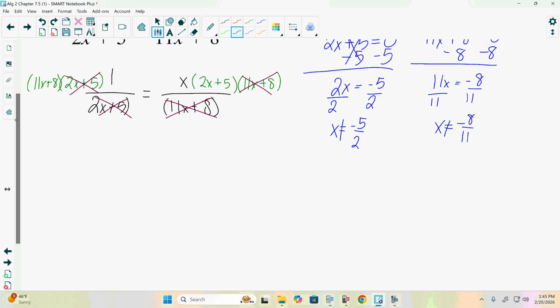Now let's see what we have left. On the left-hand side, we still have the 11x plus 8, and it's being multiplied by 1, which is just 11x plus 8. We don't have to put the multiplication of 1. On the right-hand side, we still have that x, and it's being multiplied with 2x plus 5.